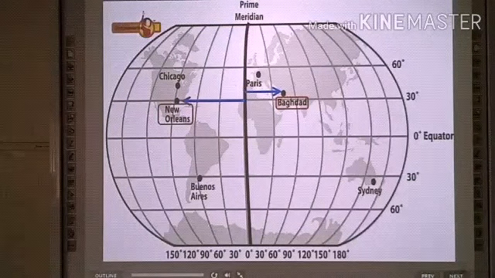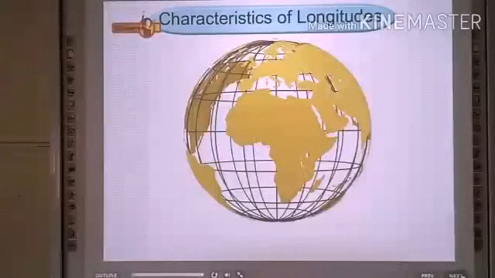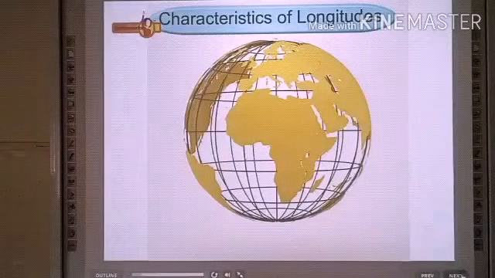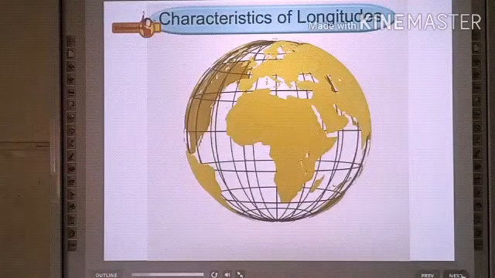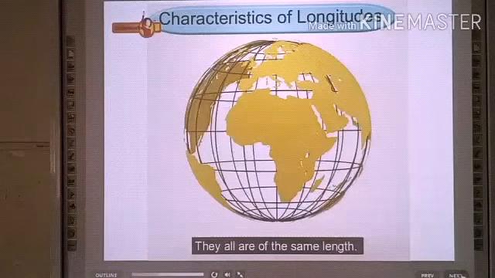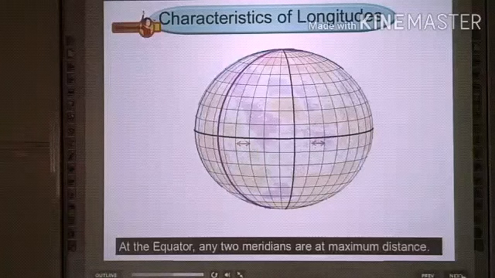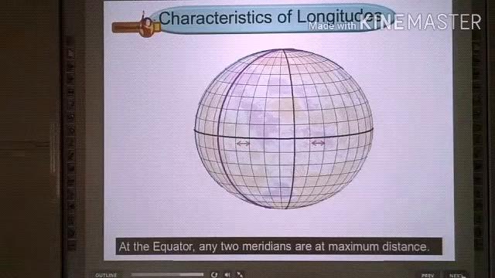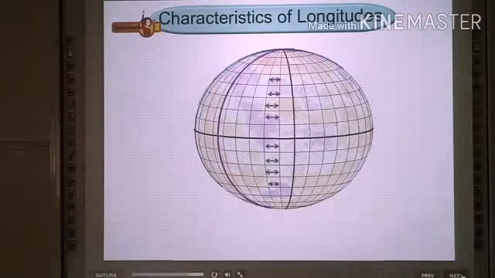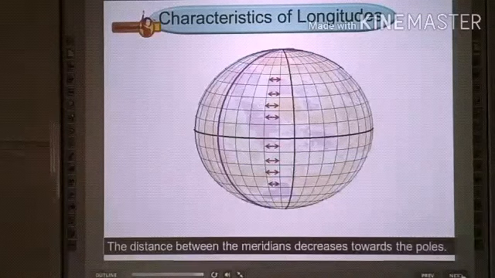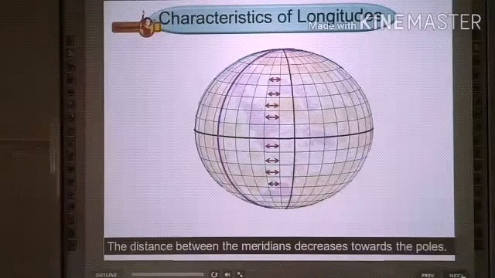Here are some important characteristics of longitudes or meridians. They all are of the same length. The equator is the place where any 2 meridians are at maximum distance from each other. As we move away from the equator towards the poles, the distance between any 2 meridians decreases.